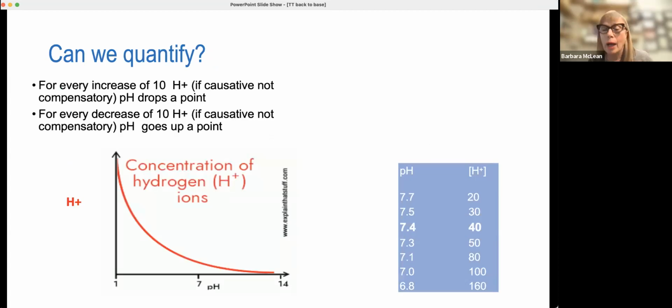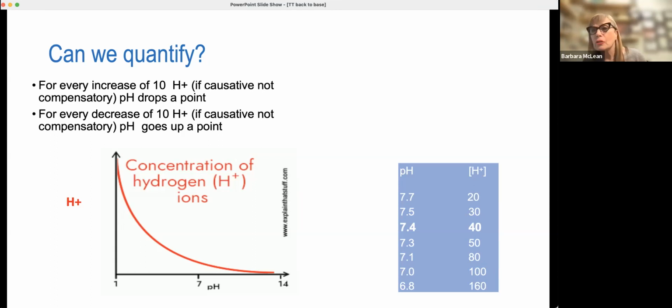But we can actually quantify. So this is a really simple tool everyone can use at their bedside. That is that at a pH of 7.4, you have a hydrogen ion concentration of around 40. For every 10 increase in hydrogen ion, so from 40 to 50, you'll drop your pH 1 point. So when I see a patient who's got a pH of 7.2, I know that their hydrogen ion concentration is right around 60 or 65.